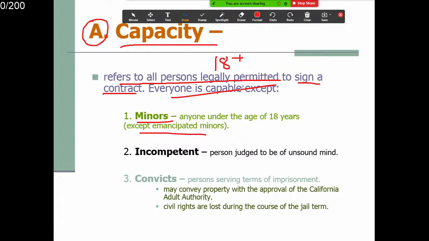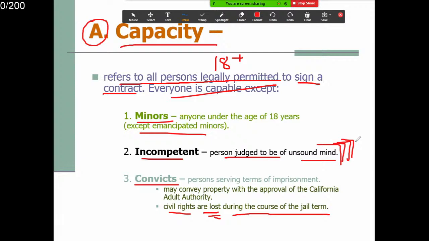，OK？Except for emancipated minors，如果他是宣布独立的话，你看他可能16岁结婚，OK？他就算一个成人了，OK？还是他宣布就是独立出来，OK？Incompetent，OK？Person judged to be of unsound mind，OK？就是脑子有问题的人士们，OK？老人痴呆啊。他就是一个疯子，OK？他不知道，脑子不清醒的，OK？这些人类，and convicts 囚犯，OK？他在监狱里面的话，没有权利去签协议的，OK？这个要记住，OK？May convey property with approval of the California Adult Authority，他会通过加州政府来过户操作就是房产的东西。Civil rights, right, are lost, okay, during the course of the jail term.